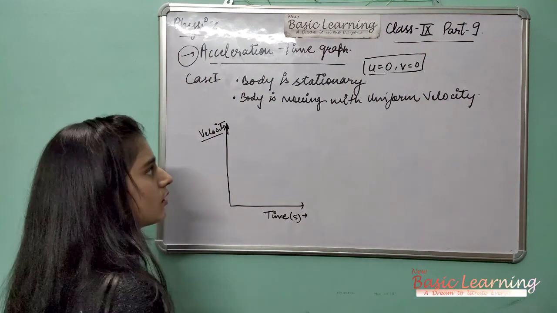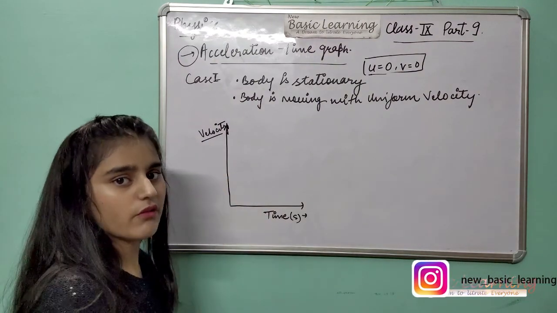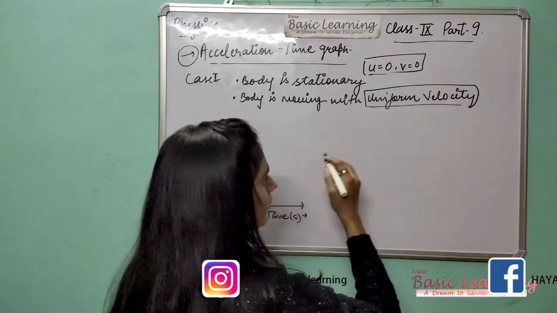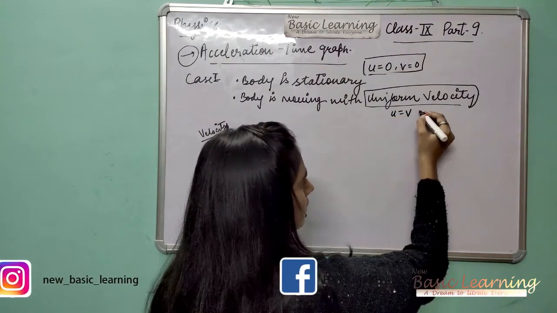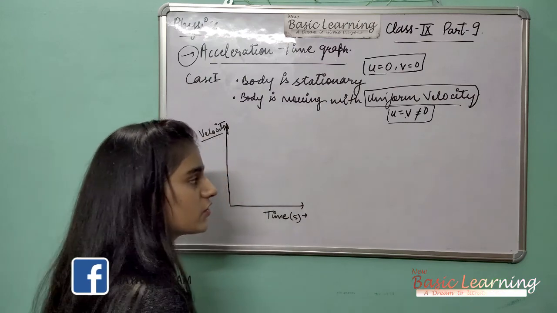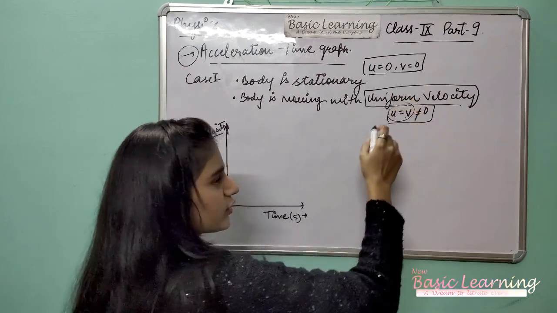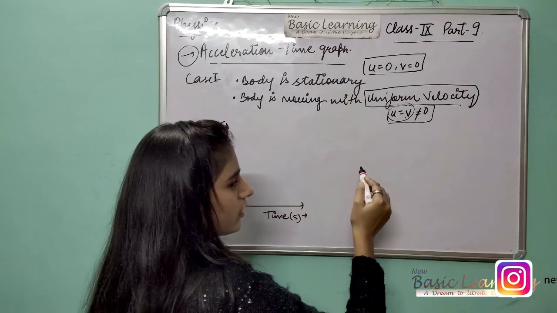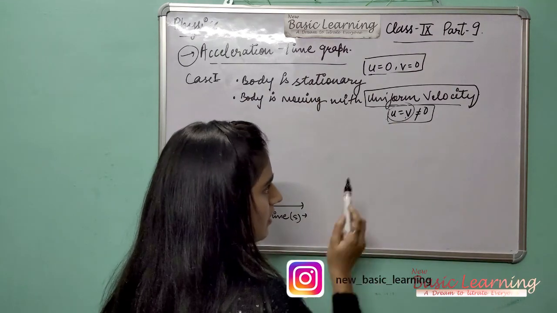It is a fact. In the second point we see that the body is moving with a uniform velocity. So here the initial velocity is equal to the final velocity but not equal to 0. It means that the final velocity and initial velocity are the same. Sorry, I said uniform velocity by mistake, it was initial velocity. The initial velocity and final velocity are the same but not equal to 0.